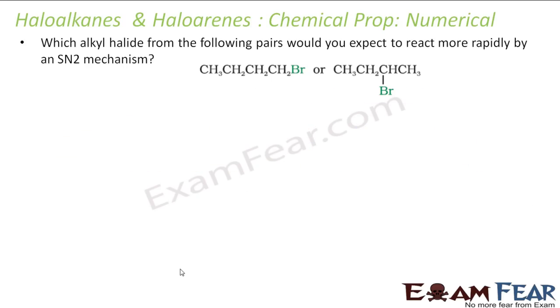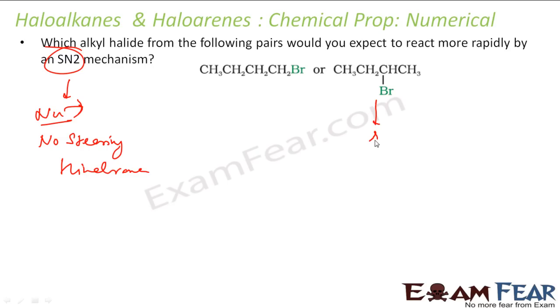We'll take some numericals here. The question is, which one is more likely to go for SN2 faster? So SN2, I told, both are involved. There is attack by nucleophile. The nucleophile has to be strong, it attacks. And to attack, there should be no steric hindrance. So if you see in this, there is a steric hindrance.